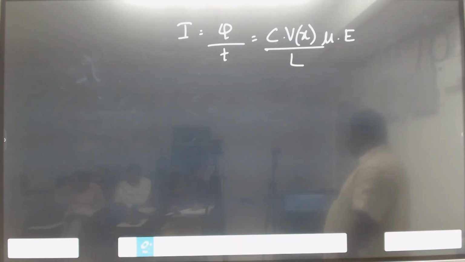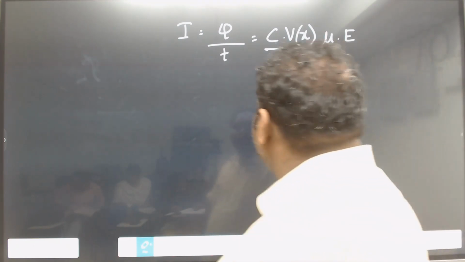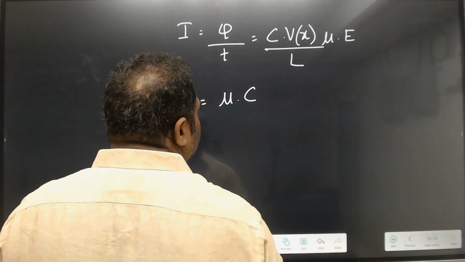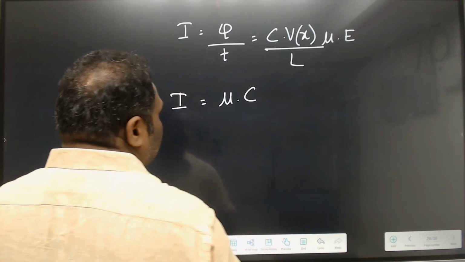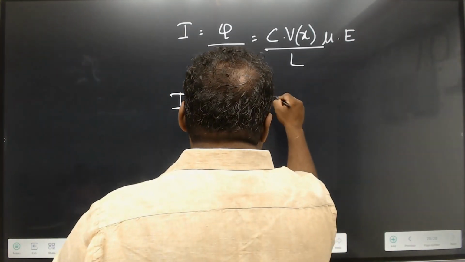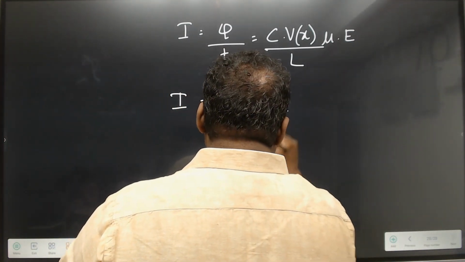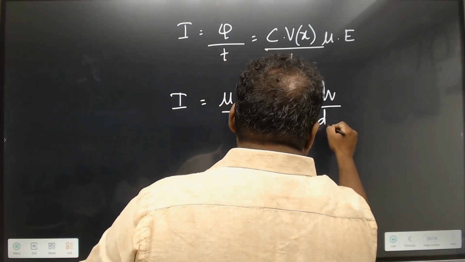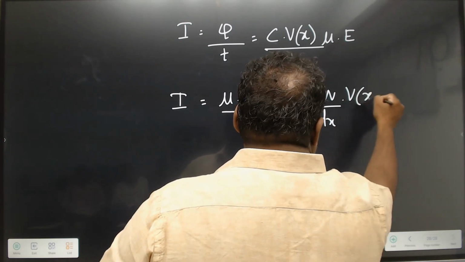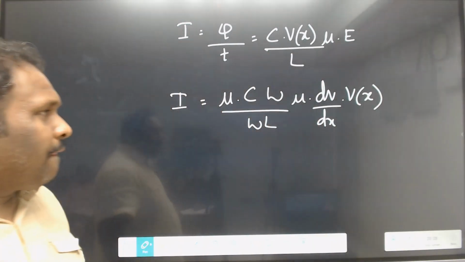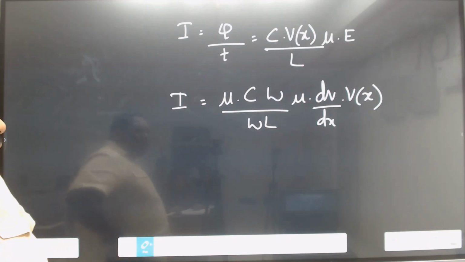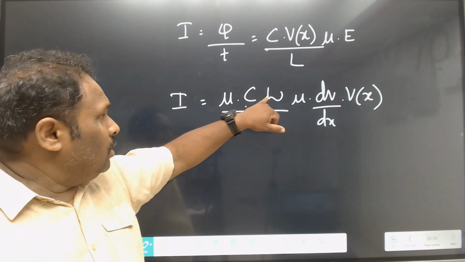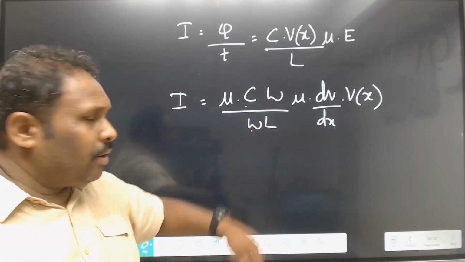Any doubts? So your I is therefore mu into C into W, where mu into electric field is dV by dx, into V of x. You got it? Mu C into W by W into L.